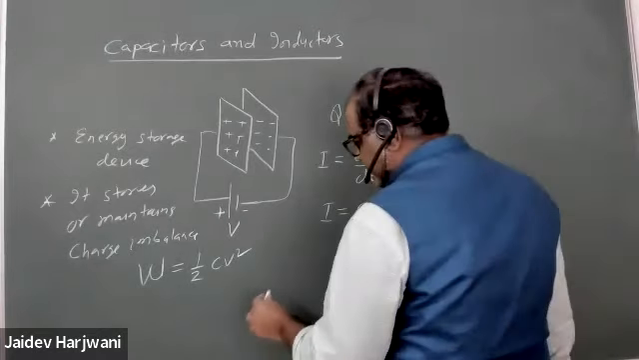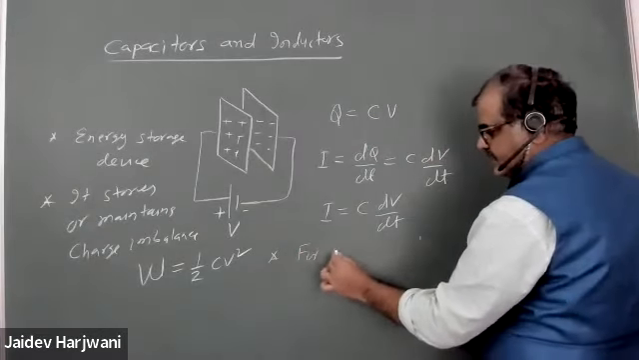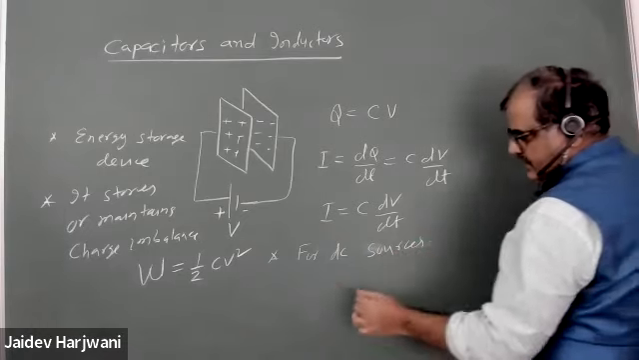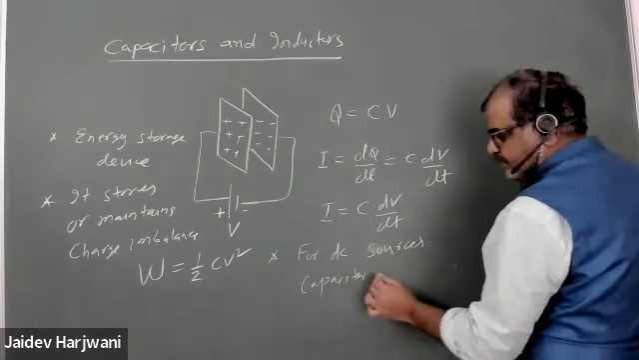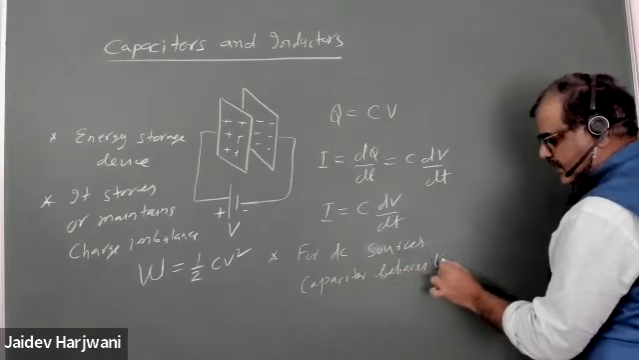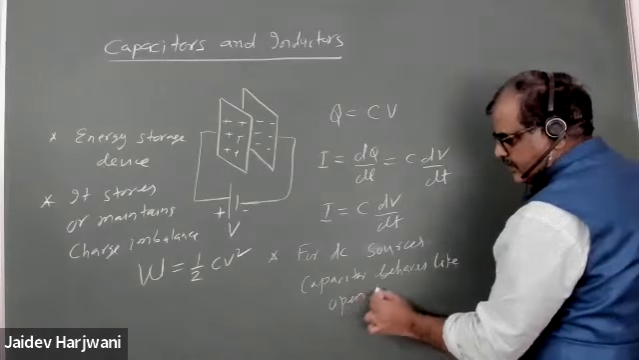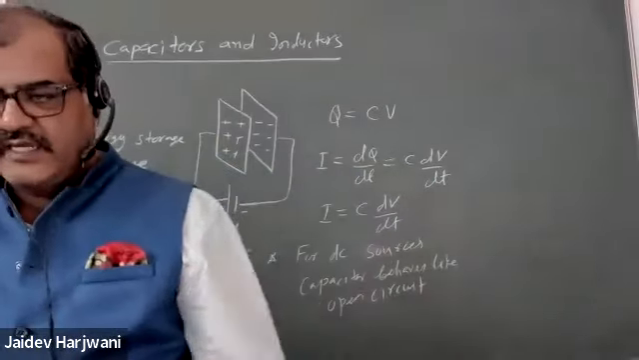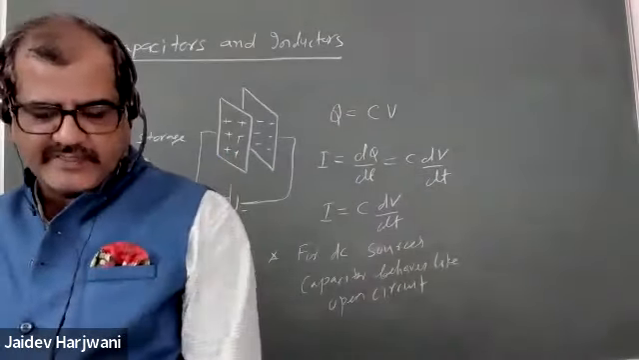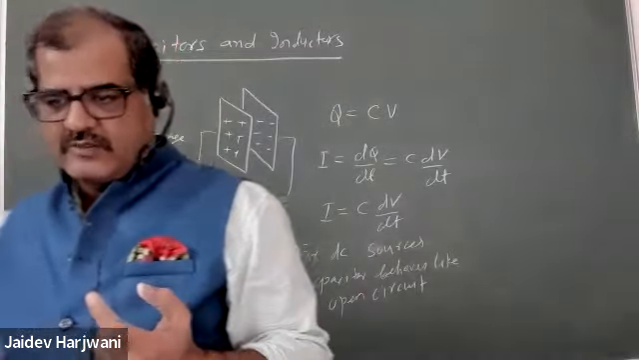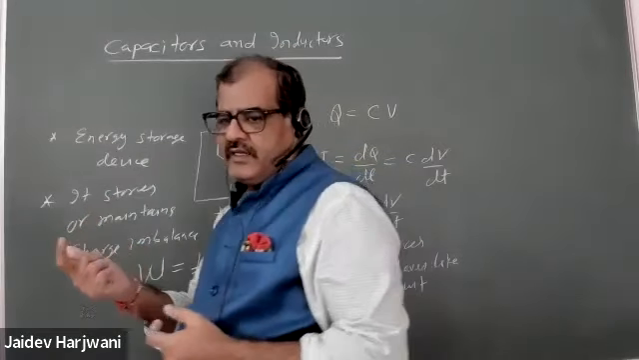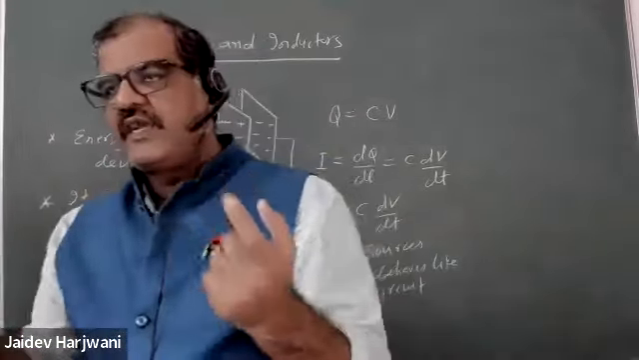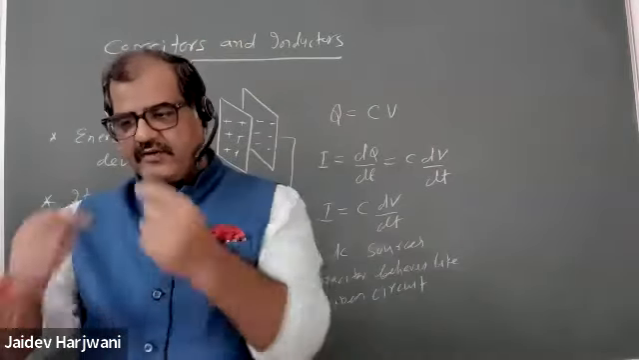So for DC circuits or DC sources, a capacitor behaves like an open circuit. So current is zero, which means current cannot pass through the capacitor. If you apply voltage, it will charge momentarily for some time, and after that it will block the current in the circuit. So wherever a capacitor is there in a DC circuit, we have to make it open.